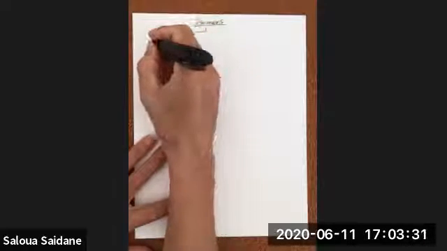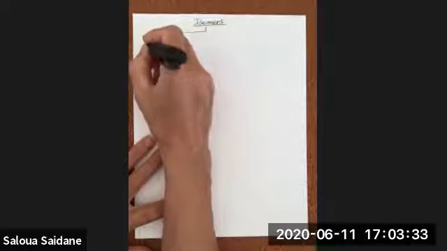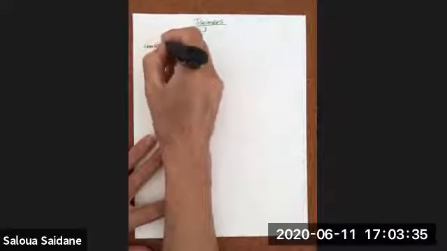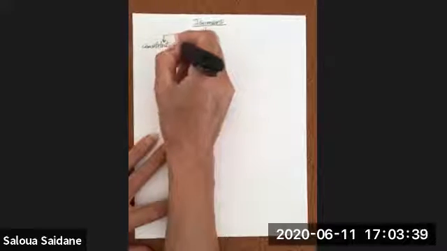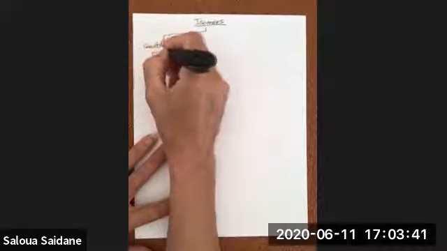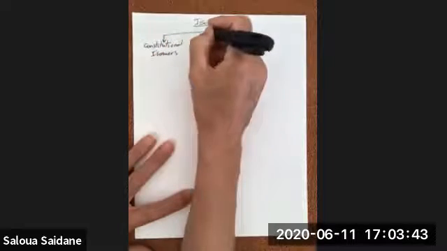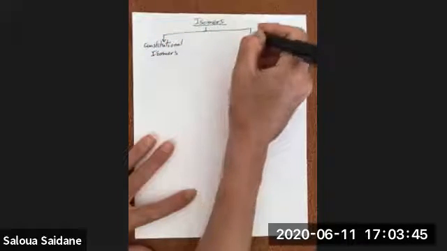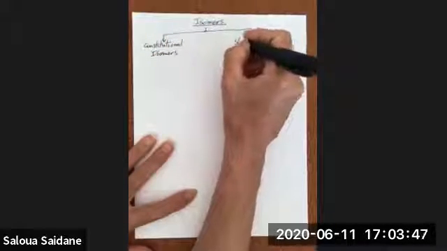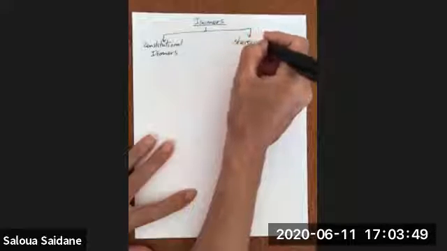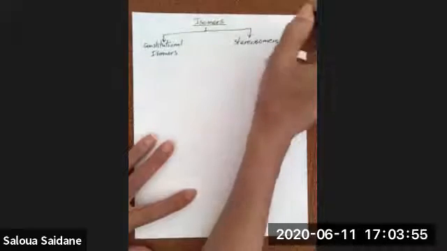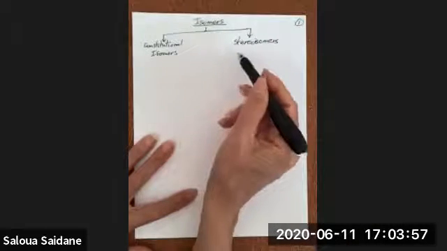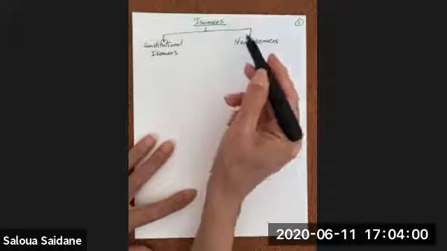We have what we call the constitutional isomers. And we have the stereoisomers. So in Module 3, we're focusing on the stereoisomers.